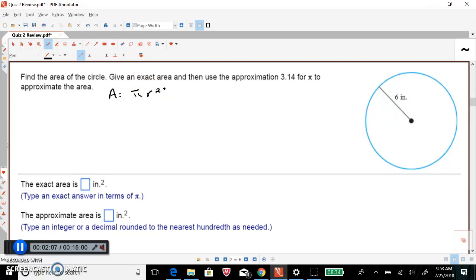So to find the exact area, we just replace the radius with 6. 6 squared means 6 times 6, which is 36. So the exact area is 36 pi inches squared.